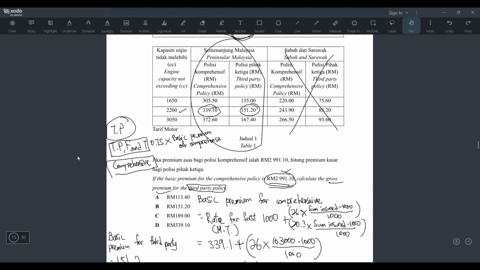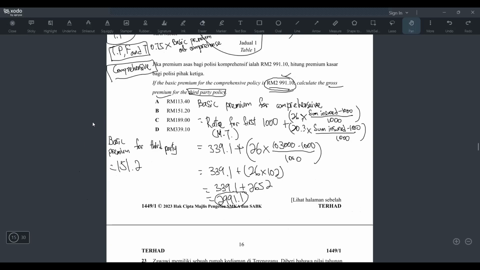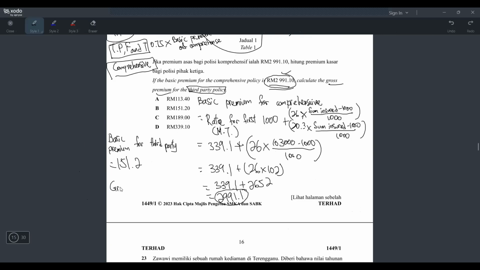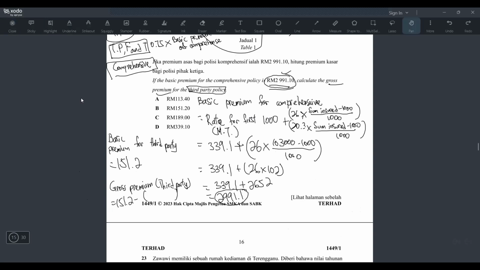Okay, so make sure you remember, you know how to find all these three policy basic premium. Okay, but they want gross premium. Okay, gross premium is just minus the discount. So gross premium for third party, it will be what? It will be 151.2 minus with the discount. The discount is 25%, right?